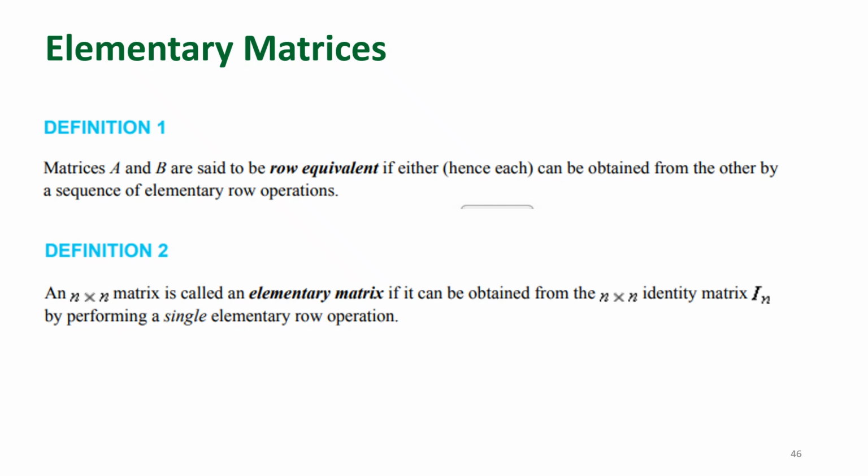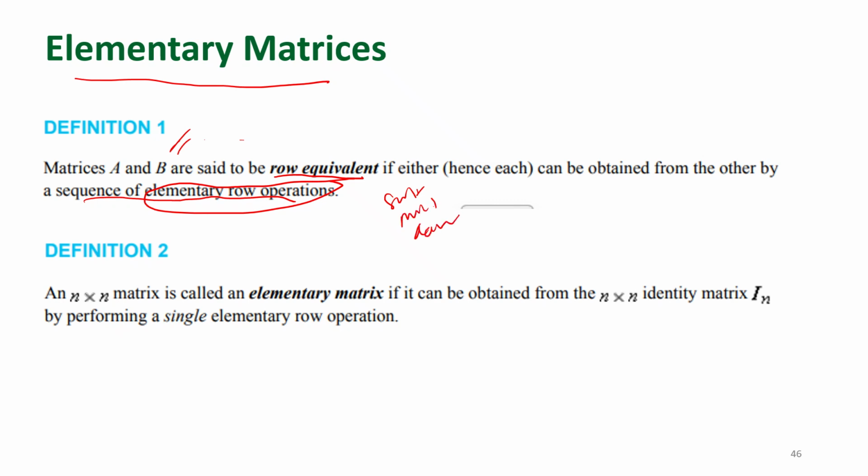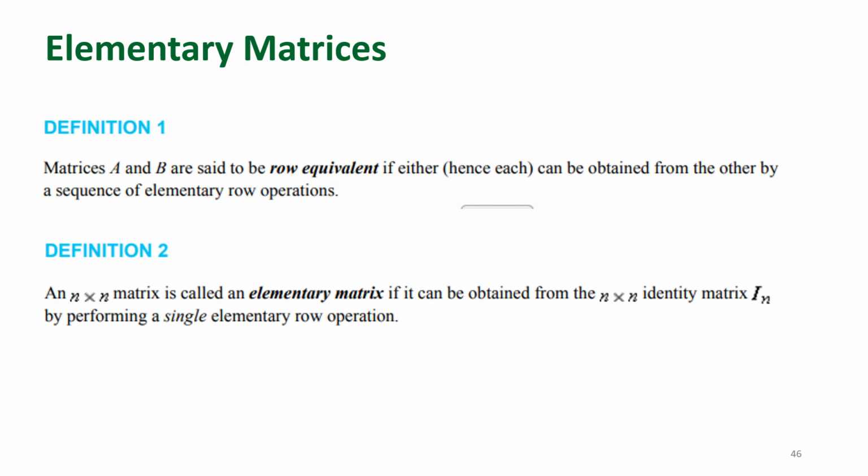Okay, now we talk about the last part of the materials for this slide. It's about elementary matrices and row operations. So first, there is the definition of row equivalence. Matrices A and B are said to be row equivalent if either can be obtained from the other by a sequence of elementary row operations. Elementary row operations I mentioned earlier: switching, multiplication, and addition with another row. This is called row equivalent.